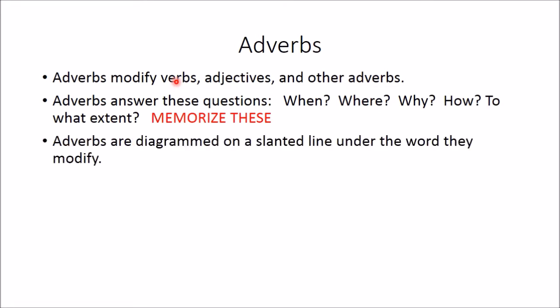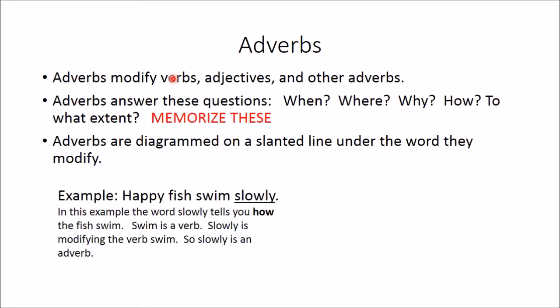So you know that diagramming adverbs goes on slanted lines under the words they modify, very much like adjectives, only adverbs are going to go under verbs, adjectives, and other adverbs, and they're never going to go under nouns because they don't modify nouns. Adjectives do, right? So let's look at an example.